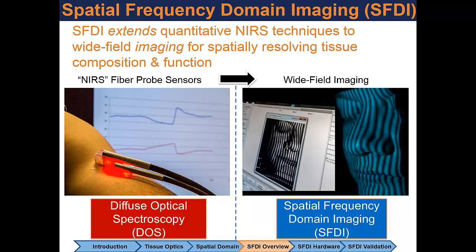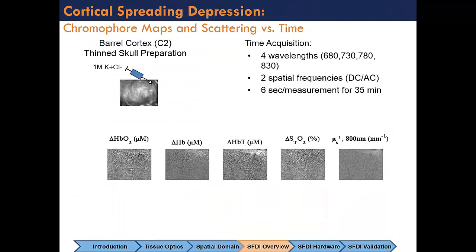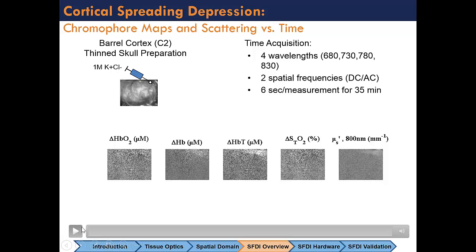And we call that spatial frequency domain imaging. The reasons that you'd like to do that are manifold. Here's an example in neuroscience.